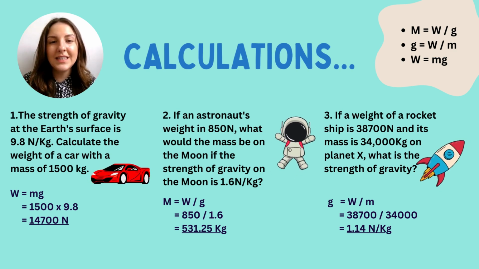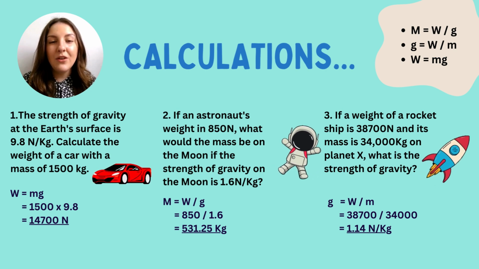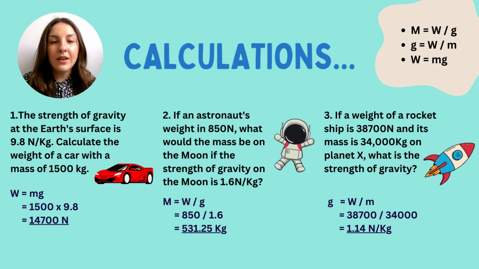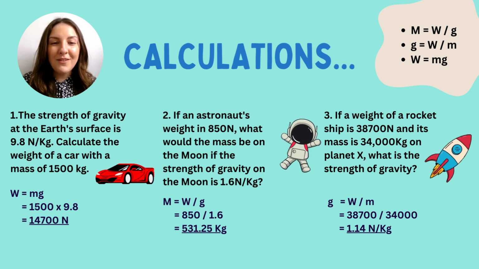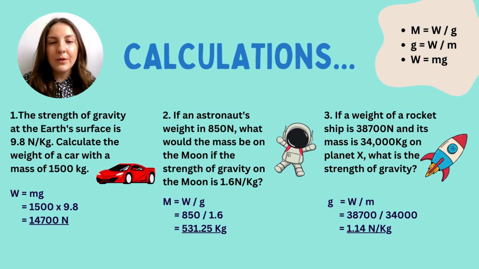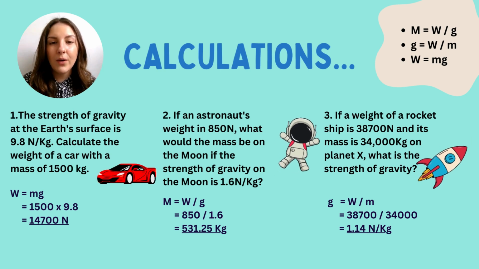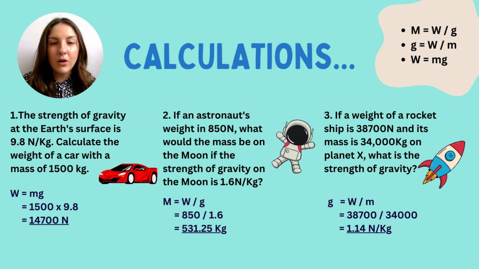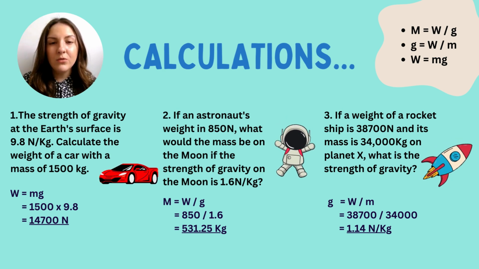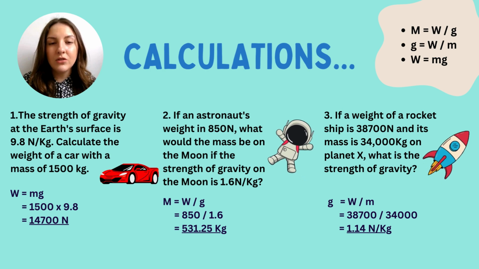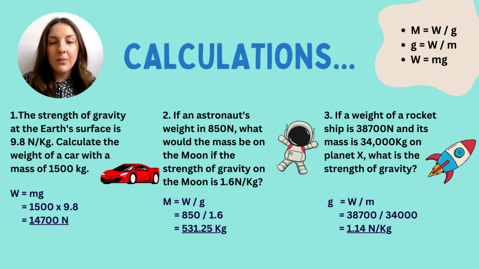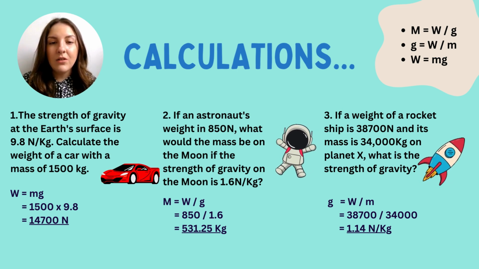The next question, it says, if an astronaut's weight is 850 newtons, what would the mass be on the moon if the gravitational field strength or the strength of gravity on the moon is 1.6 newtons per kilogram? Again, you want to write out the equation. We're being asked to calculate the mass of the object. We are doing mass is equal to weight divided by gravitational field strength. You pop the numbers in.